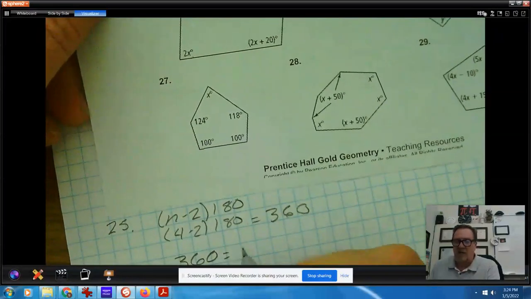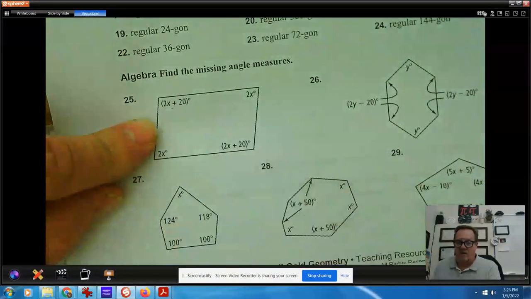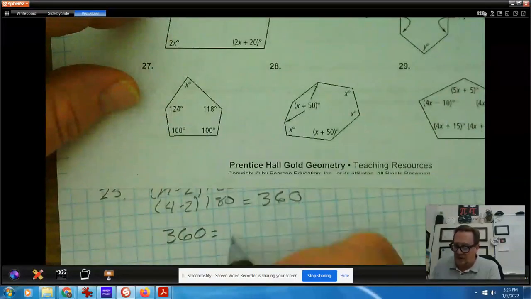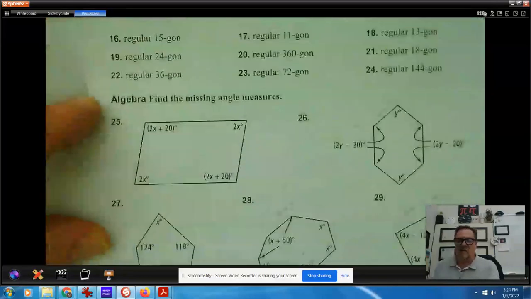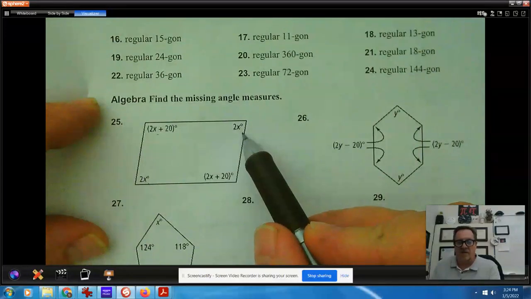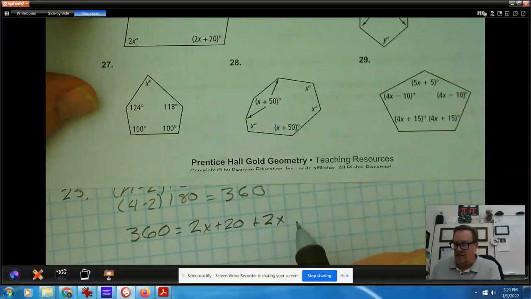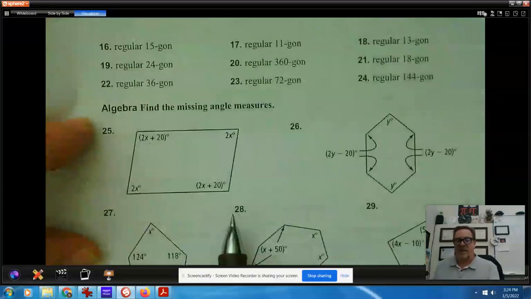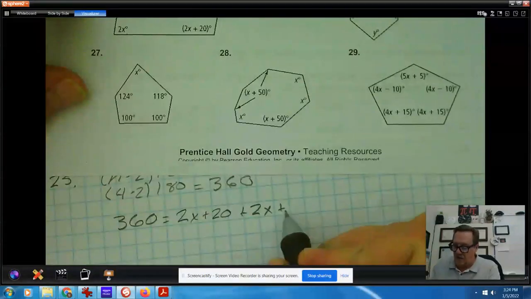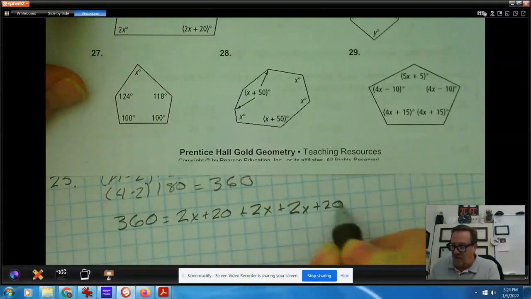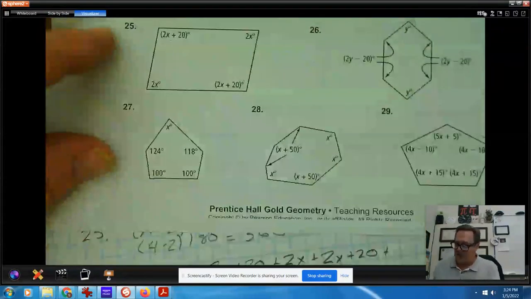360 is what you get when you add up each of these angles. The first one was 2x plus 20. So I'm going to say 360 is equal to 2x plus 20, plus, let's go around clockwise, plus this angle, which is 2x. So I'm going to add 2x to that. Plus, we'll add our next angle. This one down here is 2x plus 20. So I'll say 2x plus 20. Plus our last angle over here, 2x.